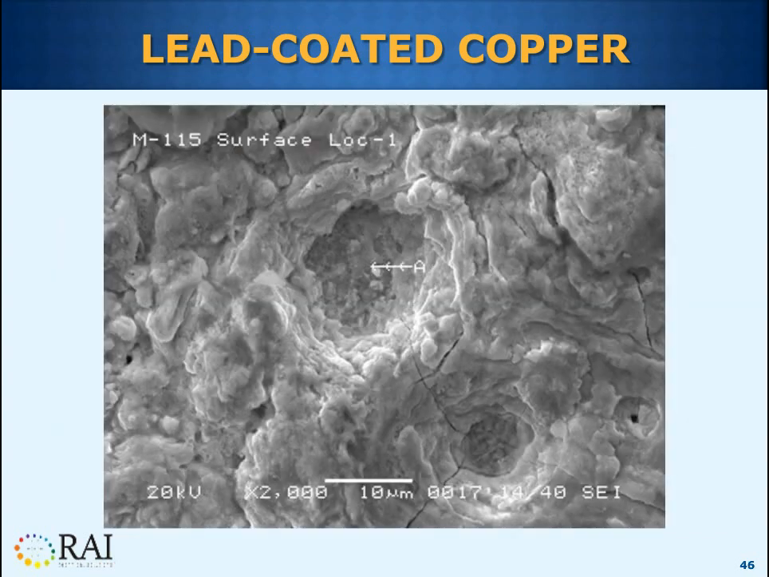This is an SEM photograph at 2000x of a surface view. It shows the pore in the lead coating where I've located and indicated as location A, and that location exposed some of the copper substrate. Location A was analyzed using energy dispersive X-ray spectroscopy, or EDS, and showed the copper substrate, which I'll indicate on the next slide.